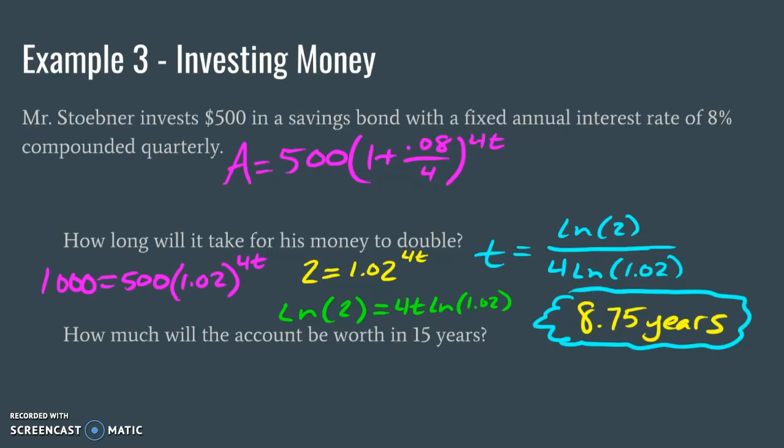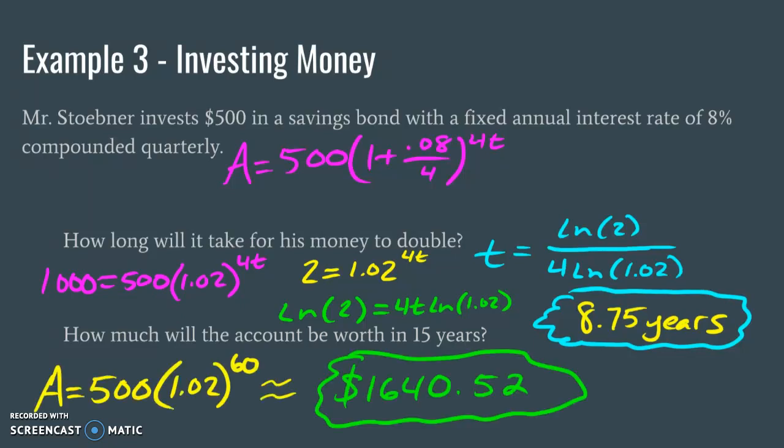As far as figuring out how much the account will be worth in 15 years, that's no big deal. We're just going to substitute 15 in for t. So our exponent's going to end up being 60 because 4 times 15 is 60. But calculating that, we end up getting that the account would be worth approximately $1,640.52.